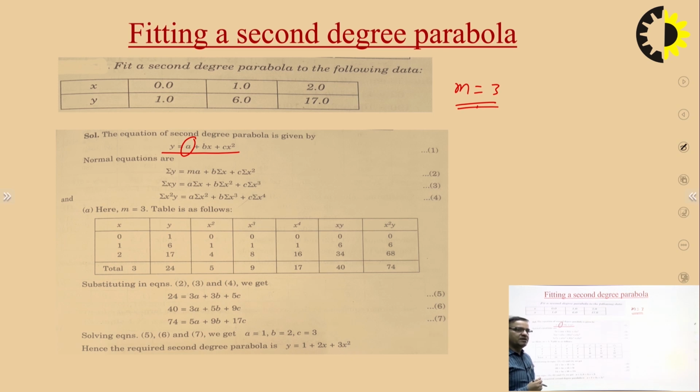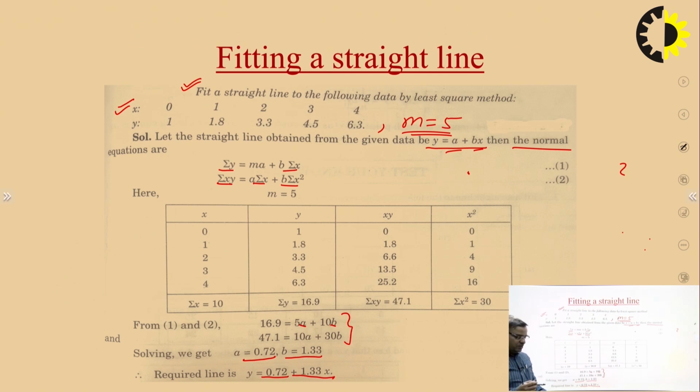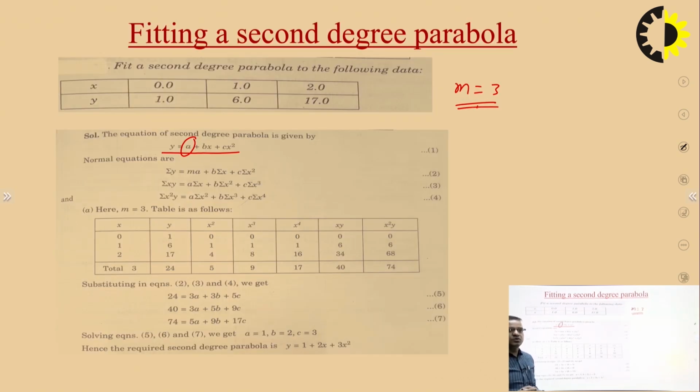Then the second is sigma x y is equal to a sigma x plus b sigma x square plus c sigma x cube, and the third equation is sigma x square y equal to a sigma x square plus b sigma x cube plus c sigma x raised to power 4. So these equations number 1, 2, 3 are the normal equations with reference of the first, second and third term. Okay.